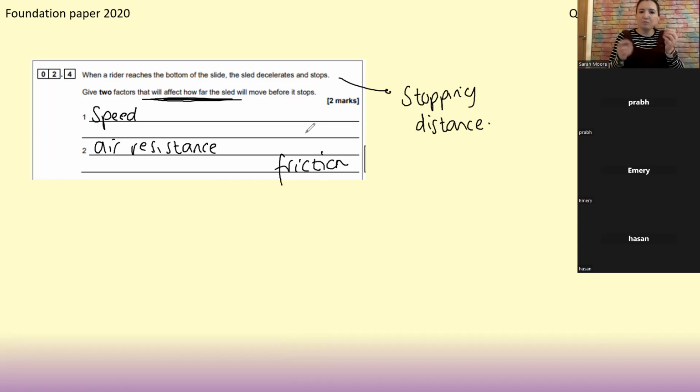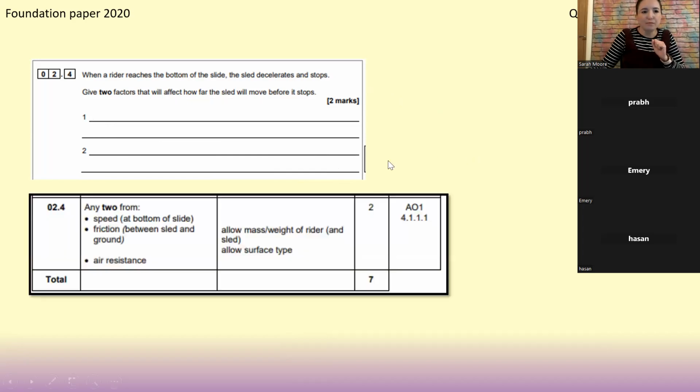The surface becomes really rough to increase the friction between the tyre and the surface so that you slow down as energy is transferred from the kinetic energy store of the tyre to the thermal store in the surroundings due to friction. So you slow down more quickly. So yeah, friction will make a difference as well. We could have had mass as well, and the surface type, which I suppose links to friction.